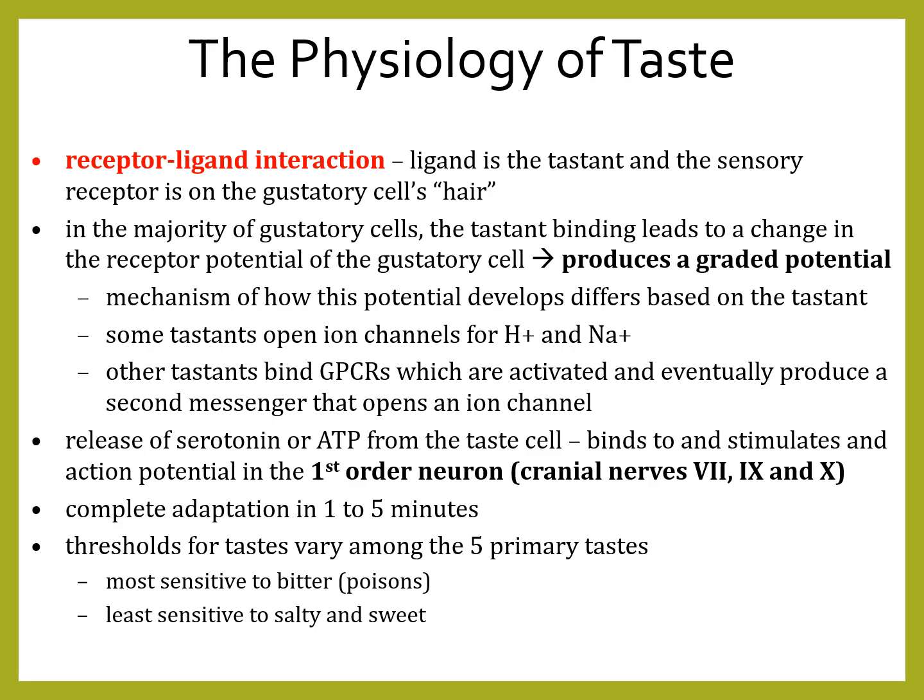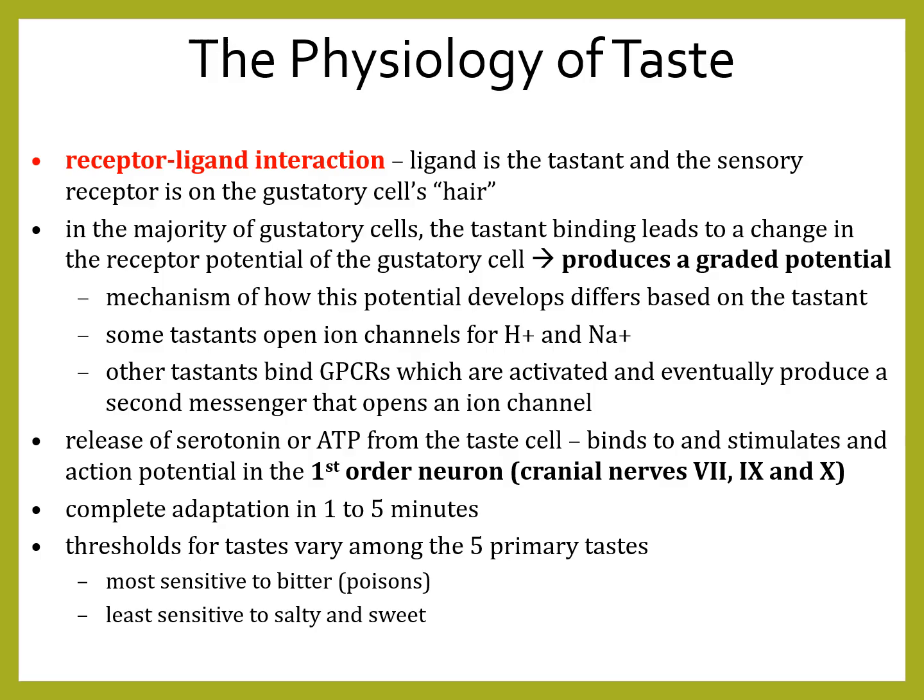So for the type 1 and type 3, your graded potential is produced in a more direct way, where ions flow in and cause depolarization. For the type 2 taste cells, it's a little bit more indirect. You're going to get a G protein coupled receptor opened up, and then eventually ion channels will open up and ions will flow in, and you'll get a graded potential.